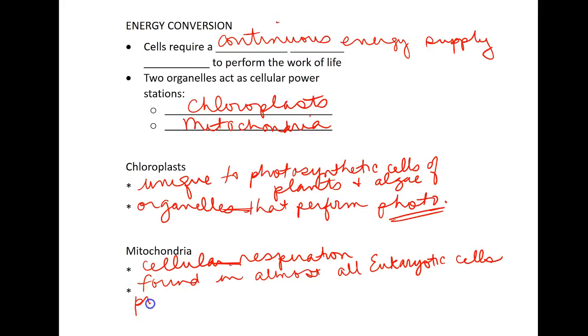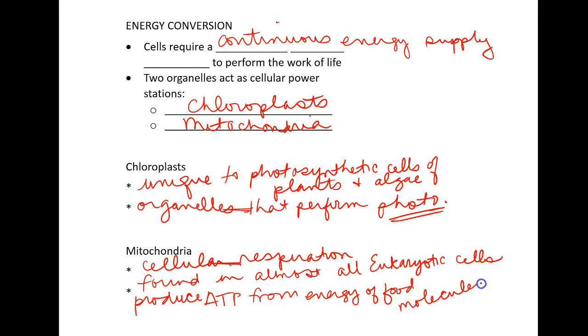And they produce ATP from the energy of food molecules. And we said ATP is actually a form of energy that our cells can use. Okay, so make sure you get these down in your notes. If you need to stop the video to make sure you get them down, go ahead.